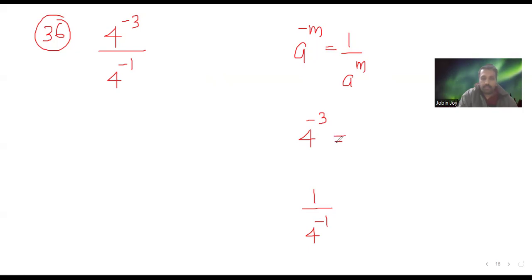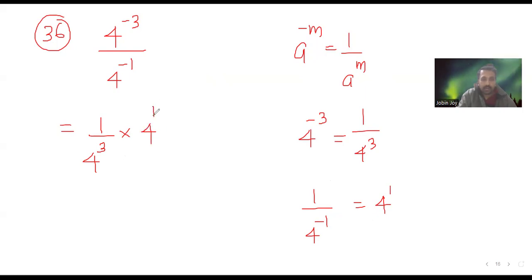So what is 4 raised to minus 3? By applying this law, 1 by 4 raised to 3. Okay. What is 1 by 4 raised to minus 1? Cross multiplication, I can write it's 4 raised to 1. So this will be equal to 4 raised to minus 3 is 1 by 4 raised to 3 into what is 1 by 4 raised to minus 1? 1 by 4 raised to minus 1 is 4 raised to 1. That means 4 raised to 1.